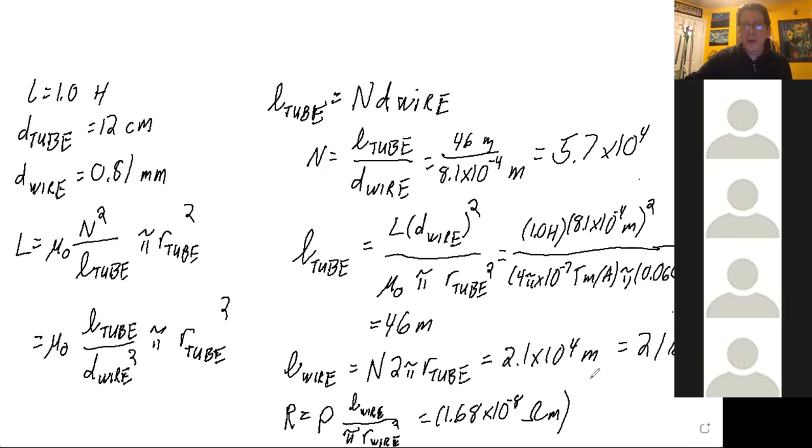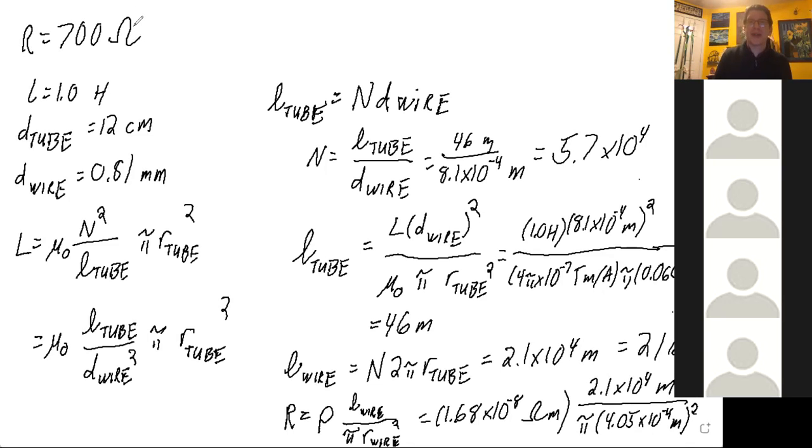And then that's 2.1 times 10 to the 4 meters in the numerator. And then pi times the radius of the wire. So that's 4.05 times 10 to the negative 4 meters, squared. So that's the radius of the wire in meters. And so what you get, I'll bring this up to the top because I have space for it, R is equal to 700 ohms to two significant figures, or 0.70 kilo ohms.